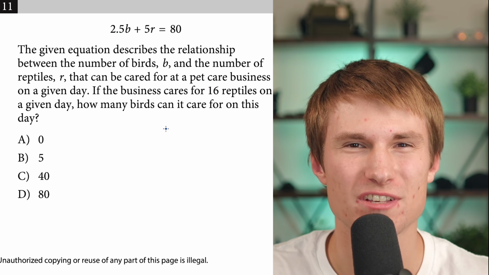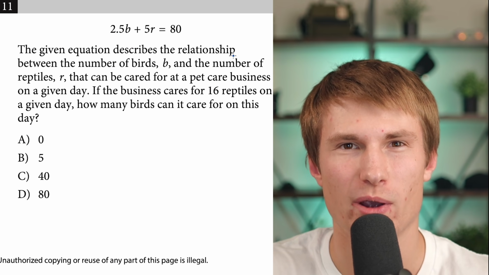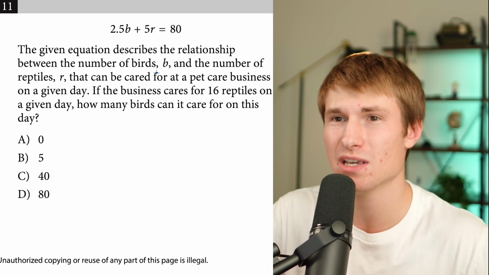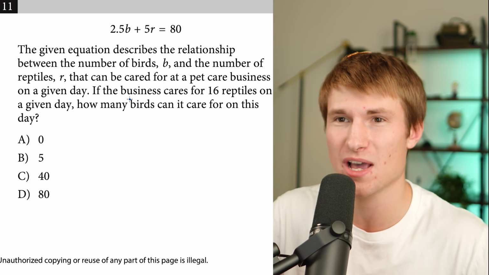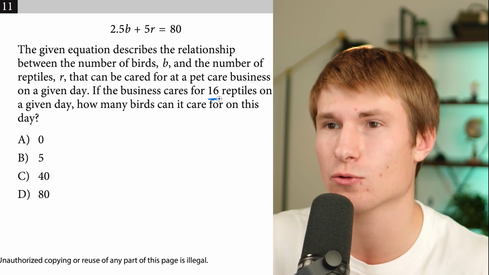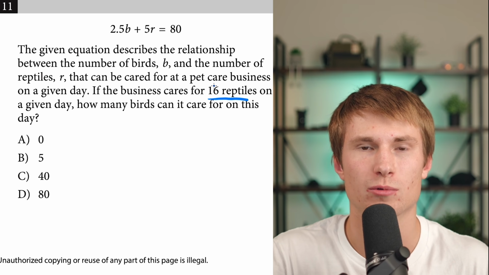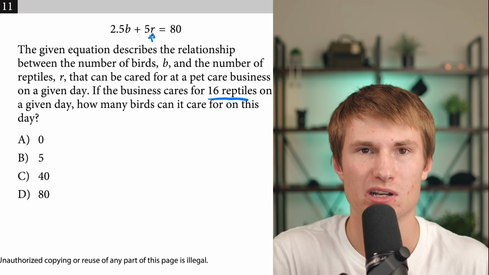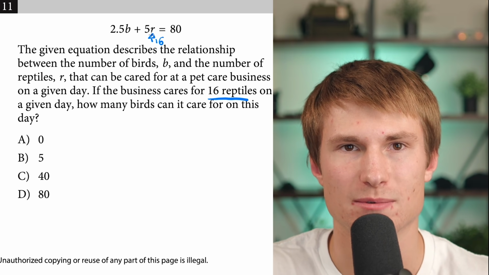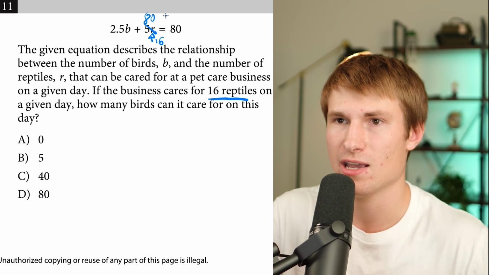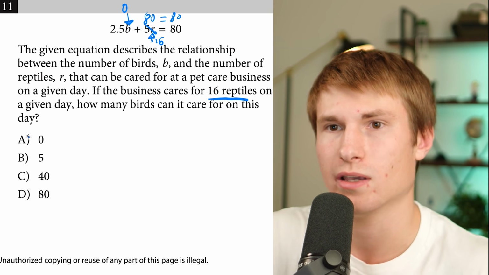Here's how to quickly solve this SAT math question. Question 11 states a given equation describes the relationship between the number of birds B and the number of reptiles R that can be cared for at a pet care business on a given day. If the business cares for 16 reptiles on a given day, how many birds can it care for on this day? Well, we know we can plug in 16 for R. If we plug in 16 for R, we're going to end up with 5 times 16, which will equal 80. So then we would have 80 is equal to 80, which means that the value of B has to be 0. So our answer is A.